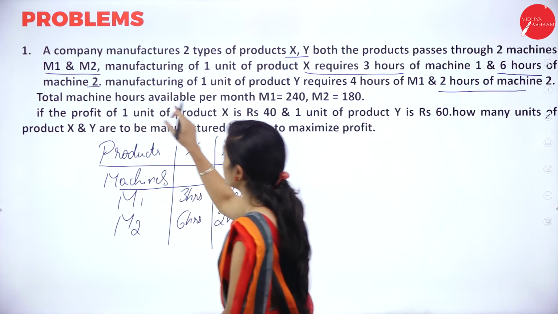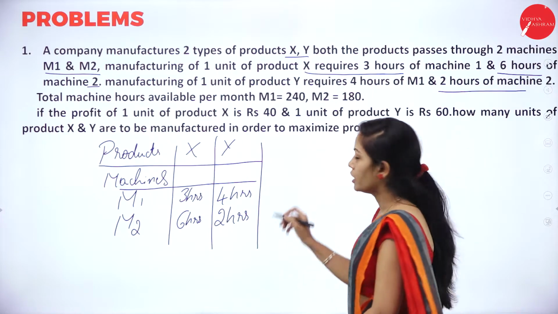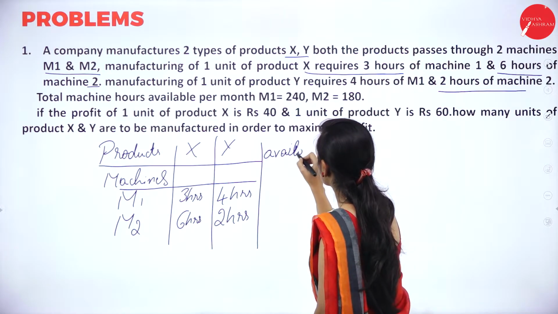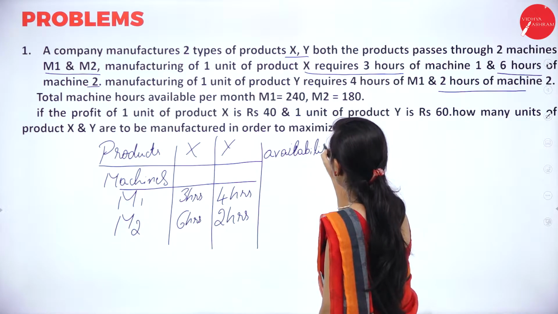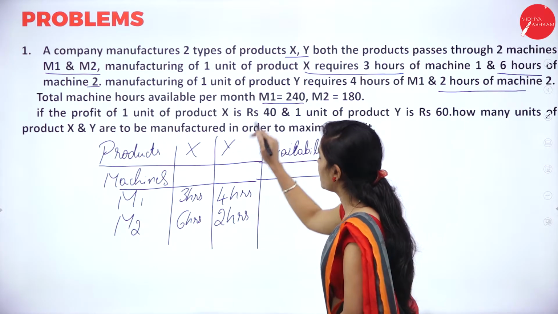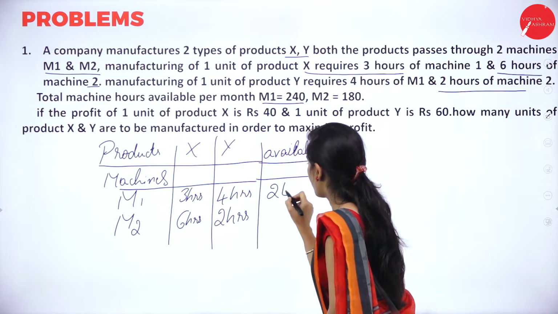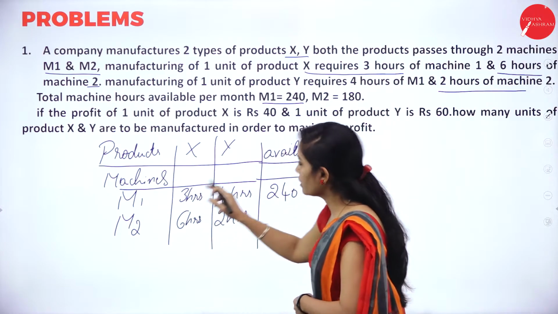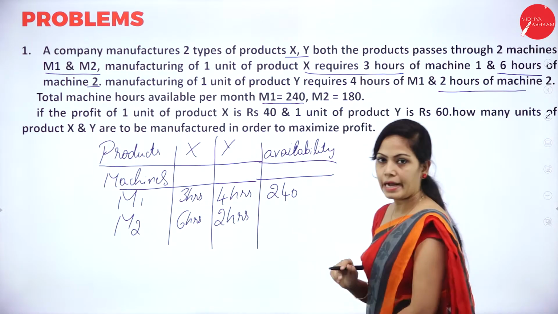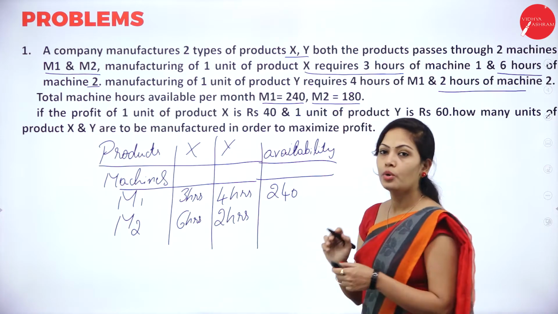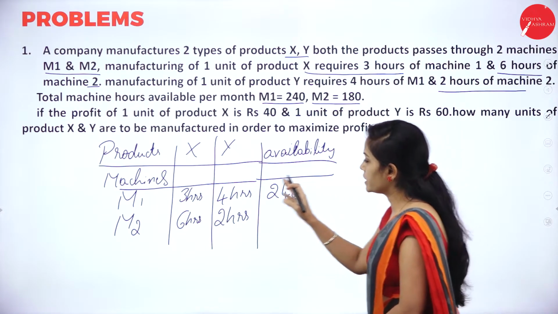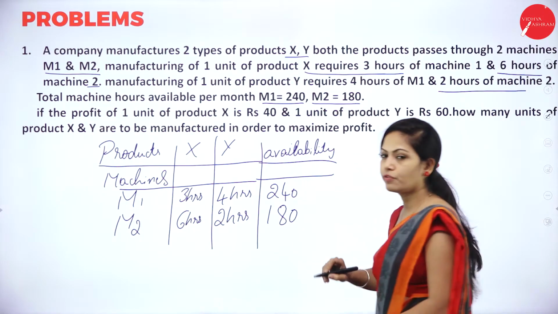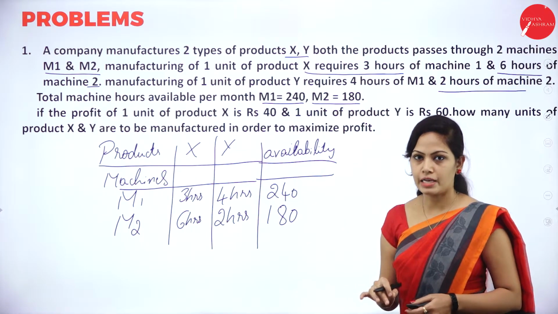So total machine hours available per month. The total availability per month for machine M1 is equal to 240, and for machine M2 it is equal to 180. So first write all the given values.